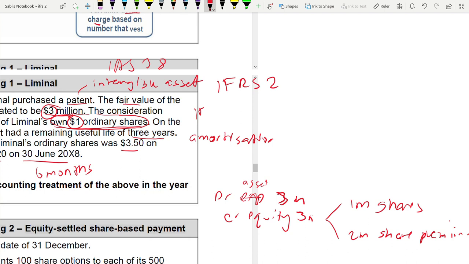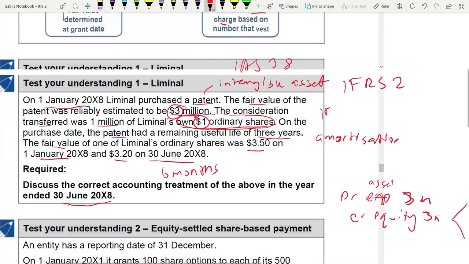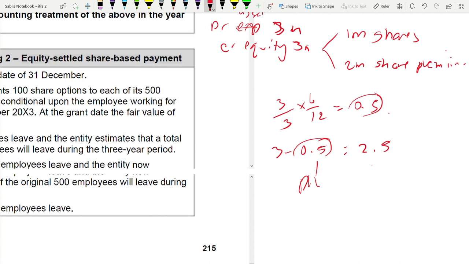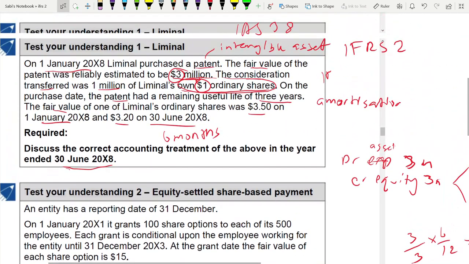Next, you have to amortize the patent over its useful life. So here the fair value is 3 million. You need to divide it by 3 years, multiply by 6 months, because it is only for 6 months from Jan to June, which will be 0.5. You deduct this 0.5 from 3 to get the carrying amount of the patent, which will be 2.5. This 0.5 will be charged in P&L, and this is the carrying amount of the patent. Understand? You have to take the fair value at the grant date, that is 1st of Jan. So you don't look at the share prices at other dates. Even if the share prices are given, you don't use them.